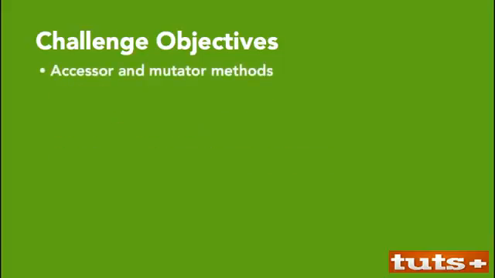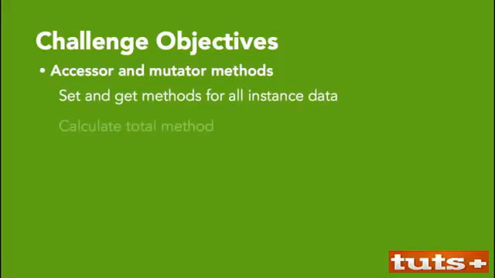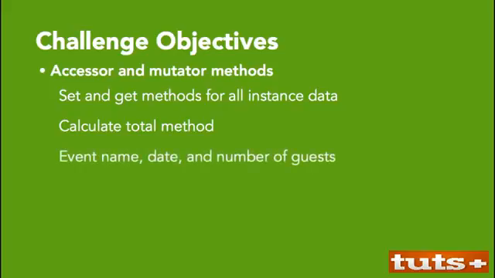In addition to the constructors, we're going to need accessor and mutator methods for each piece of instance data in our event class. So go ahead and add set and get methods for all the instance data. We also need to have a method that will calculate the total for this event. We want to take the number of guests times our price per guest and return that value to the calling method. And finally, let's add a print method so we can print out all the information about the event.